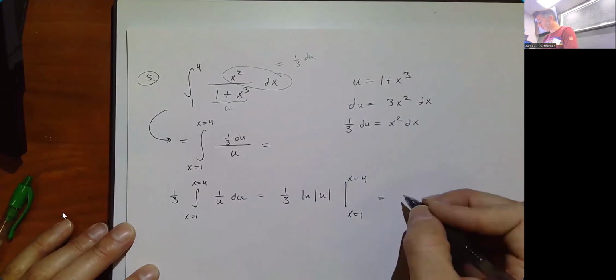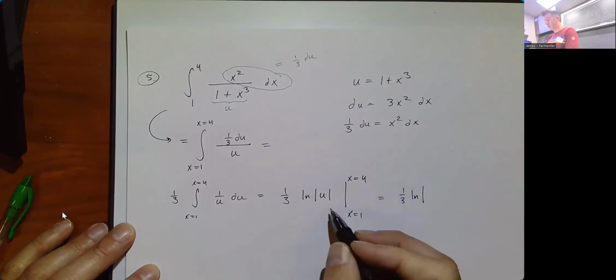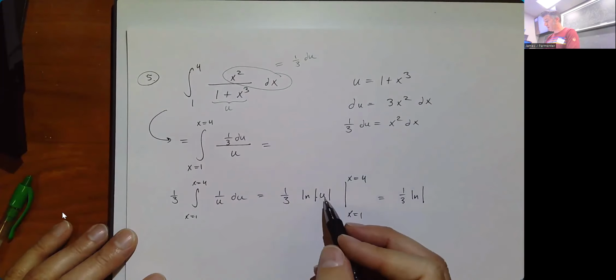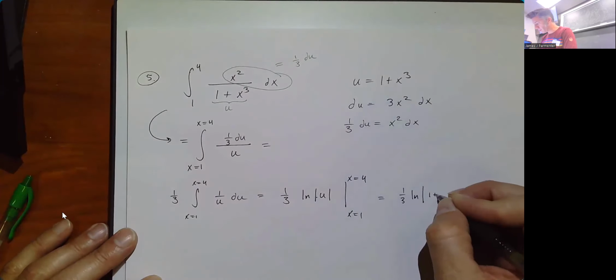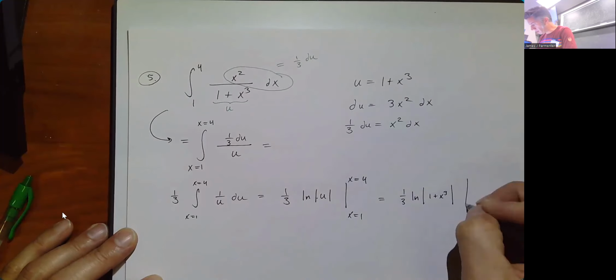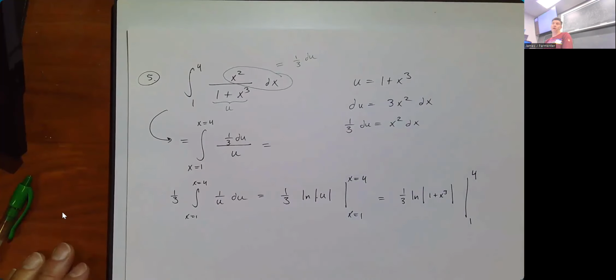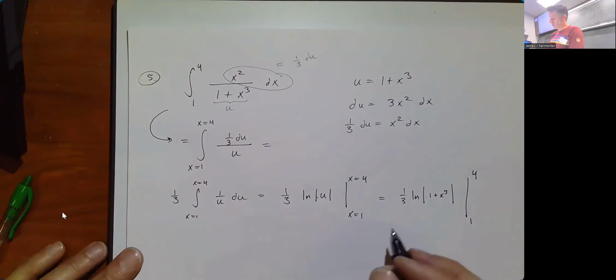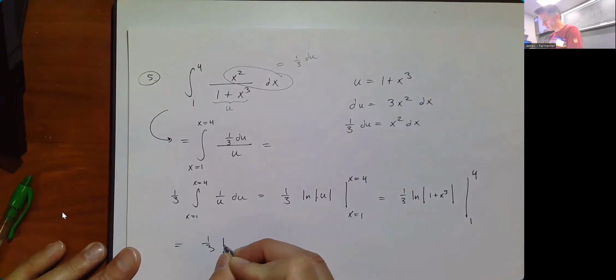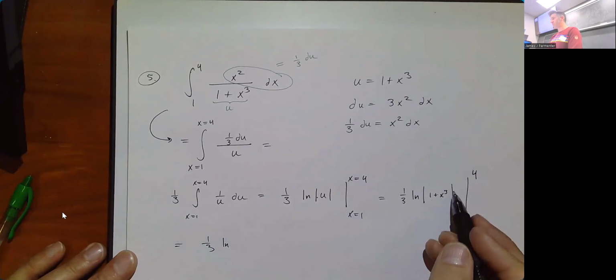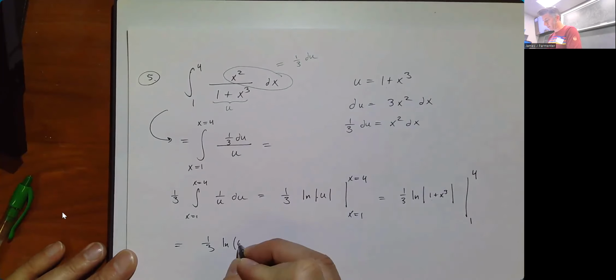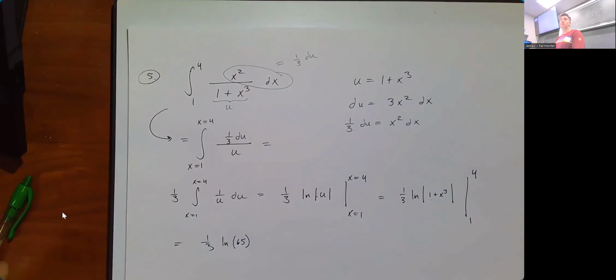Then we're going to get 1/3 natural log of, we're going to plug back in what u is actually equal to, which is 1 plus x cubed, from x equals 1 to x equals 4. I don't need to write the x equals part anymore because we've got x's back. Then we can plug in and get 1/3 times the natural log of 1 plus 4 cubed, which is 1 plus 64, which is 65. I'm not writing the absolute value because the absolute value of 65 is 65. If your number is positive, you don't need to write the absolute value. If your number is negative, you can just write the corresponding positive number.